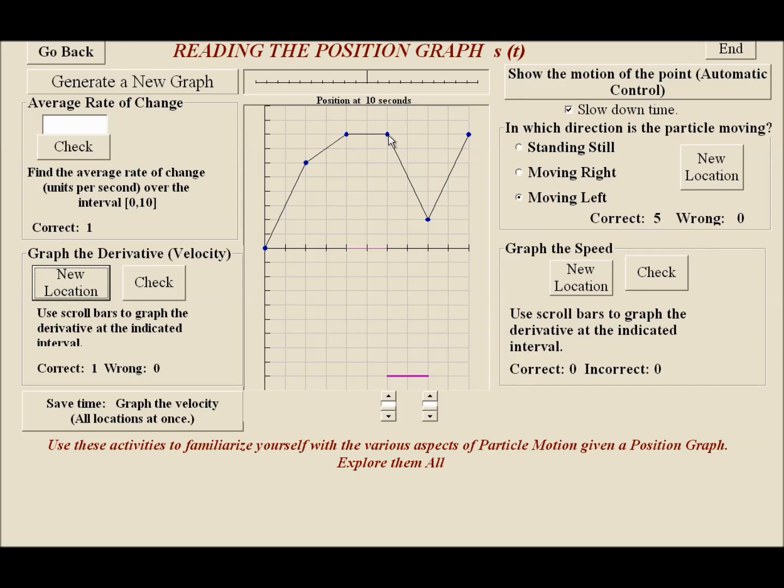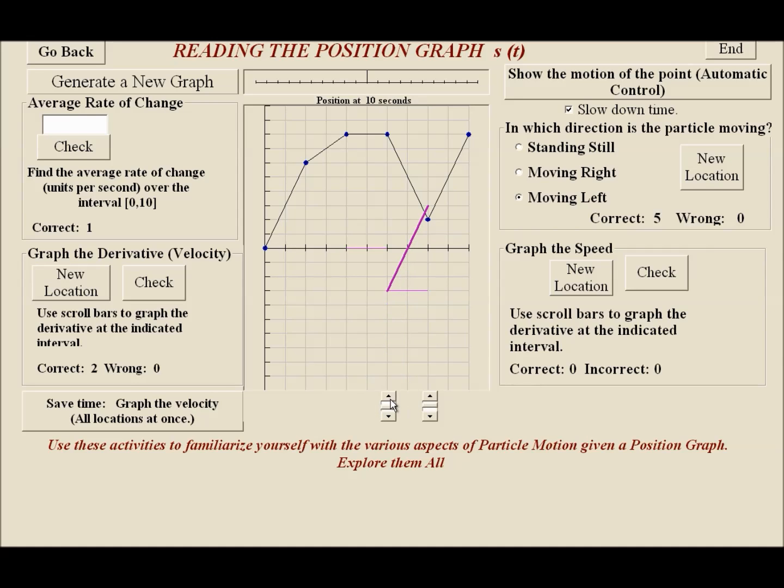New location. What's the slope right here? 1, 2, 3, 4, 5, 6 divided by 2. That would be -3, so we'd come up here. The derivative would be the velocity. It's -3. Check, we win. Now, if we graph the speed in this same region, speed is not the same as velocity. Speed is the absolute value of velocity, and we were lucky here that it came out to be the same one. The velocity here was -3, but the speed is 3.